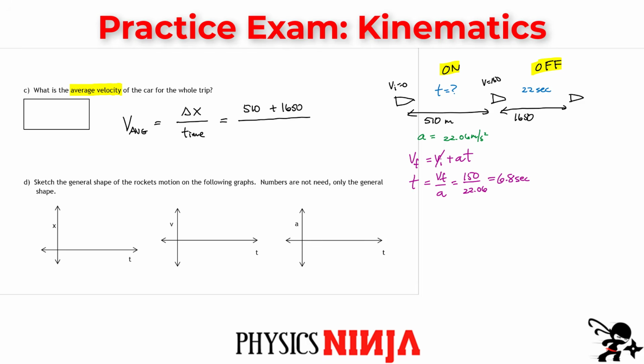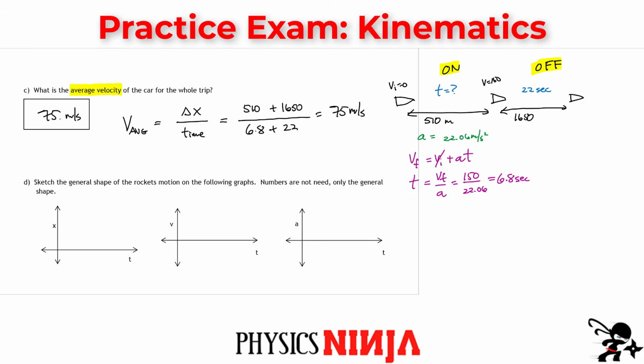All right, so let's go ahead and substitute everything in here. So we get 6.8 for this one plus 22 seconds for that last one. So the average velocity, I think once you put everything in, I think I got 75 meters per second. Okay, let's go ahead and put that. Meters per second. All right, and the last bit, they go sketch.